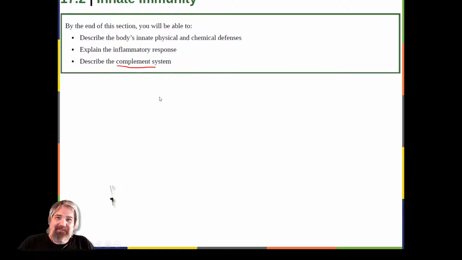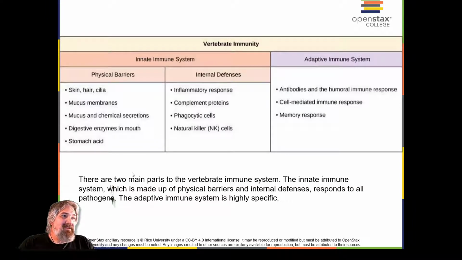So first up, innate immunity can be separated into two main categories. We have the very passive physical barriers, and then we have the internal defenses. Later on, I will go over the adaptive immune system: antibodies and the humoral response, the cell-mediated immune response, and memory. Innate and adaptive are the two main components, but under innate, which is what I'm talking about now, we have two major components, because you can't forget the physical barriers.